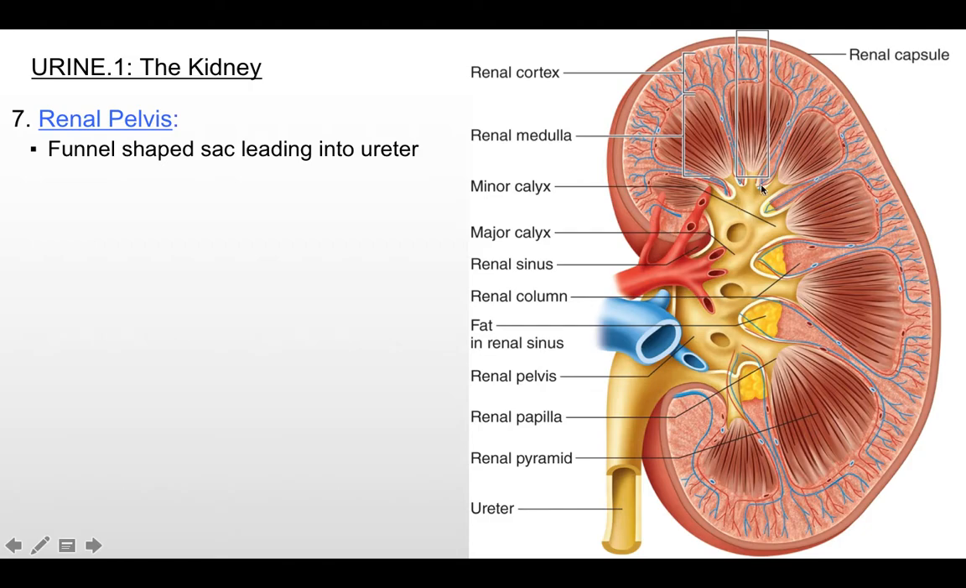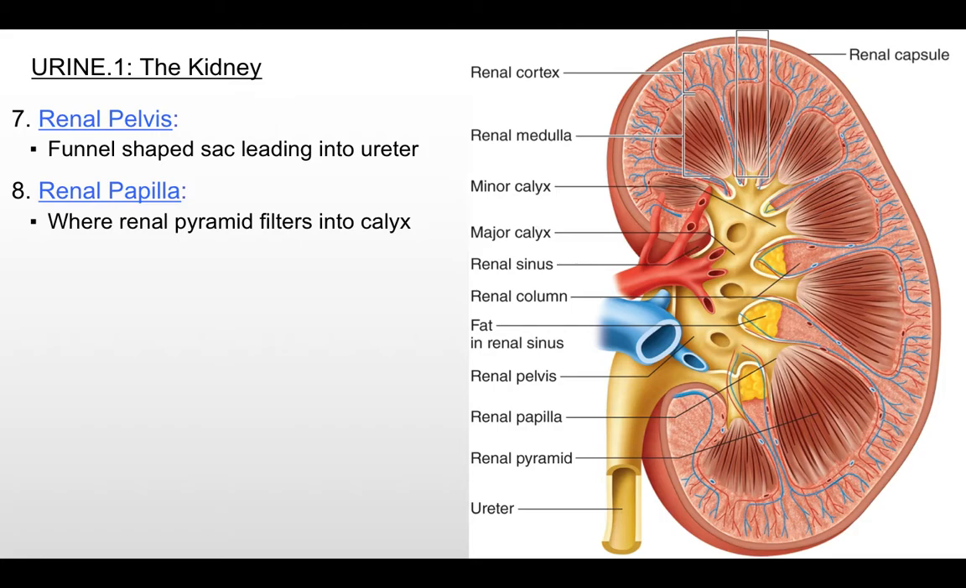When the major and minor calyx have collected urine, they funnel it into a large space called the renal pelvis. This will then channel that urine down into the ureter. The renal papilla are small hair-like structures that lead the urine down into the major and minor calyx.